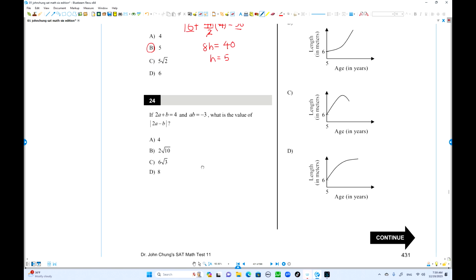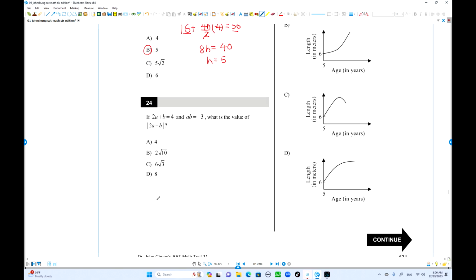Here is the number 24. 2a plus b is 4 and a times b is negative 3. What is the value of 2a minus b, not plus b? Do you understand this one? This one squared, that is just 16, right?